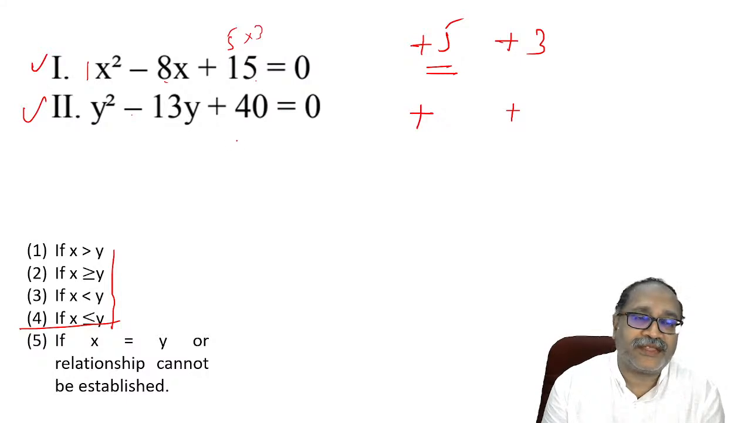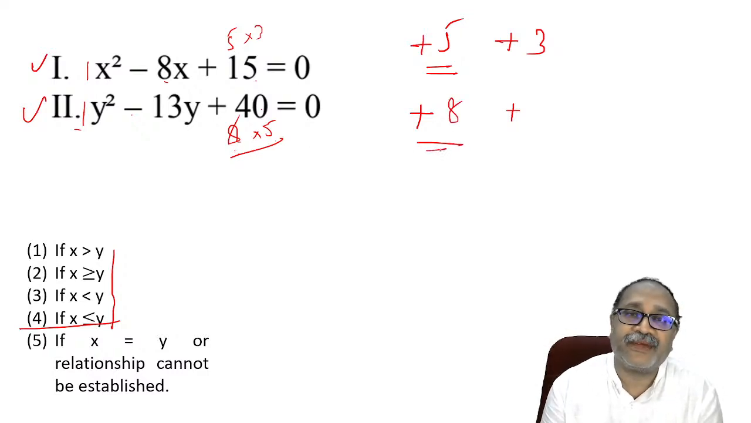Now, look at this one. This is 8 into 5. 8 into 5 is 40, and 8 plus 5 is 13. So take the 8, and here nothing is there, so 1. So 8 minus 1 will remain as 8. So the bigger number will come first. Make a habit of writing the bigger number first.